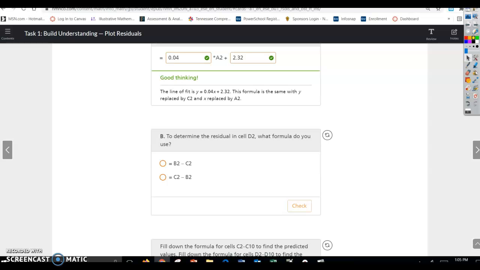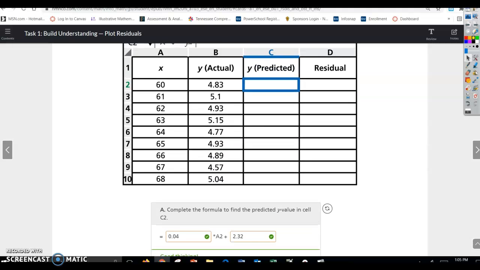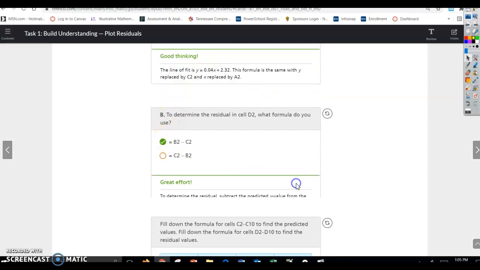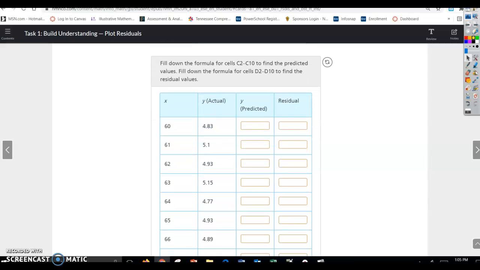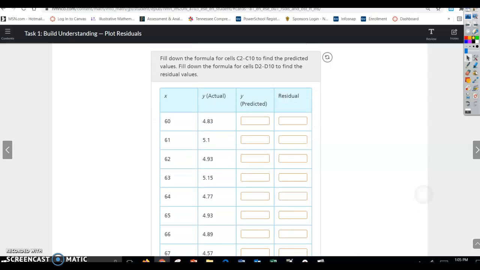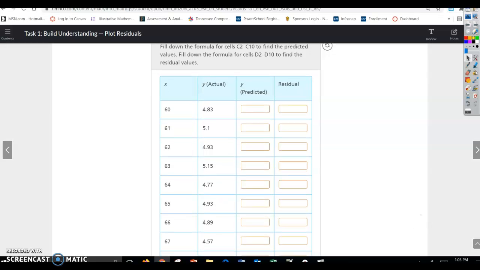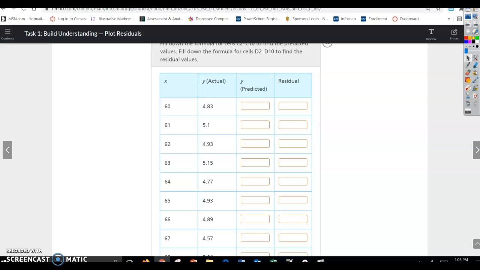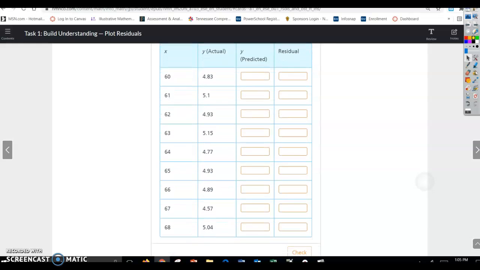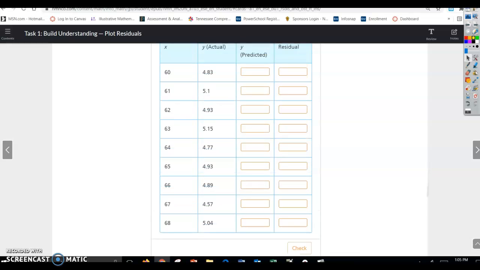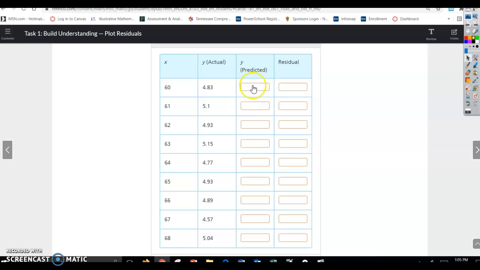To determine the residual in cell D2, what formula do you use? All right, we did B minus C. So B minus C. And it says, fill down the formula in cells from C2 to C10 to find the predicted values. Fill down the formula to find the residuals. Okay, hopefully you took time to do that above. If you did not, now you're going to have to enter these to see what you got.